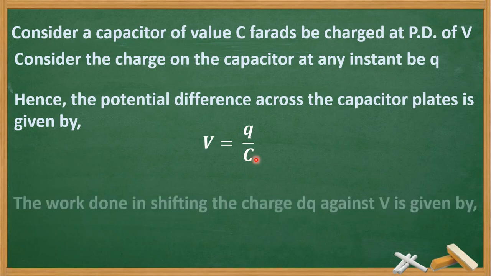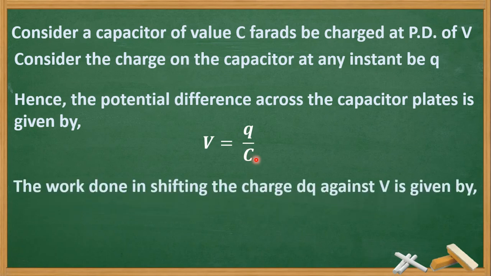Now the work done in shifting the charge dq against V is given by, at a particular instant, if a very small charge dq is to be shifted from one plate to the other plate against the potential difference V, how much work done will there be? For that particular dq charge the work done will be dW is equal to V dq. See, V dq. So we replace this V from this equation. So our equation will become dW is equal to dq into q upon C.